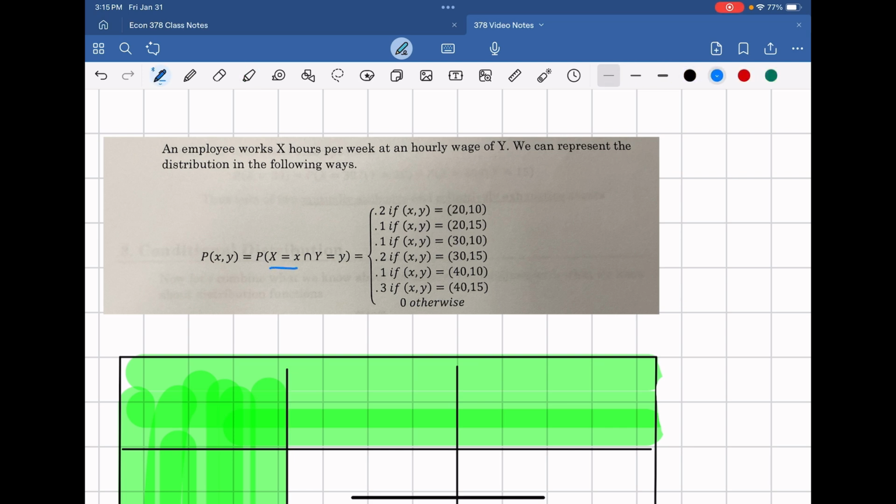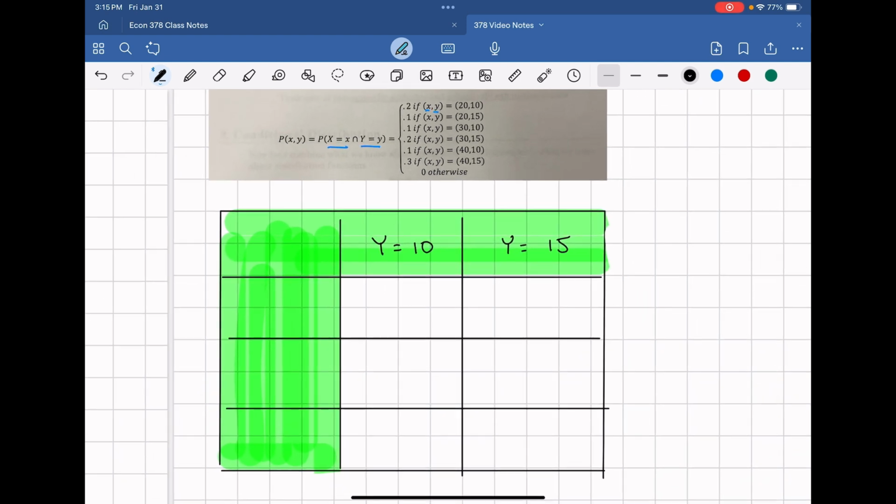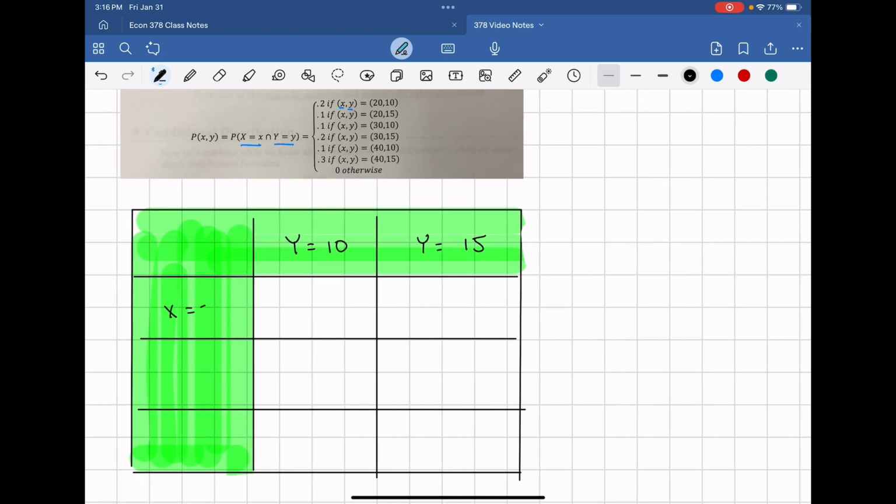So we can write that out in this type of format, where the probability that X is equal to x and Y is equal to y will be based off of the different values of both x and y. So we can rewrite this distribution in the following way. I can identify here when y is equal to 10 and y is equal to 15. These are the two potential outcomes for y. And I can identify when x is 20, x is 30, and x is 40, the number of hours of work. Now, based on these, the matrix, sometimes this is helpful to see.